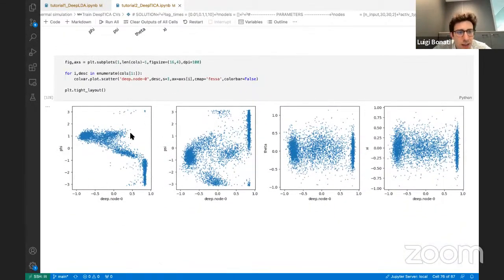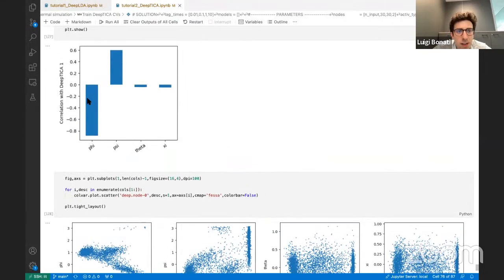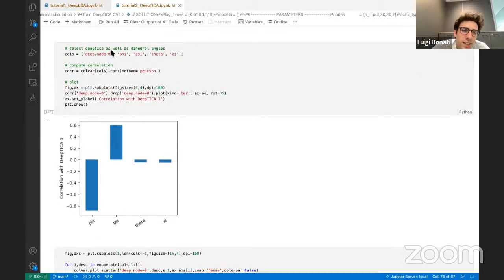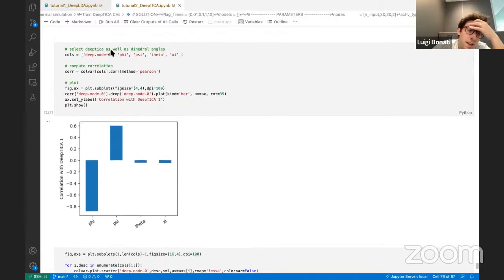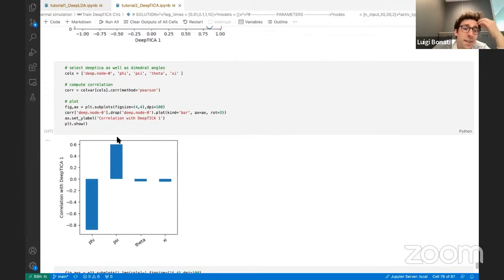Here, as before, we can compute the correlation. We see it's always very similar, of course, because, as in the previous example, the CV is very correlated with both phi but also psi.